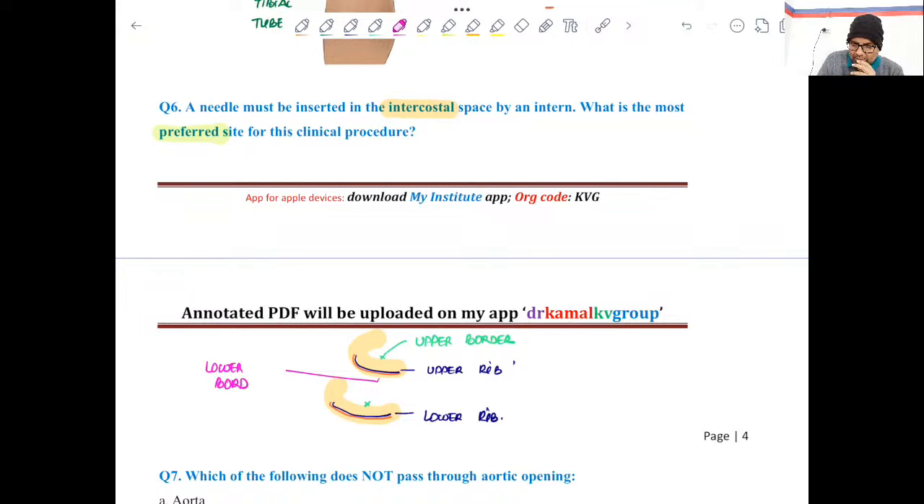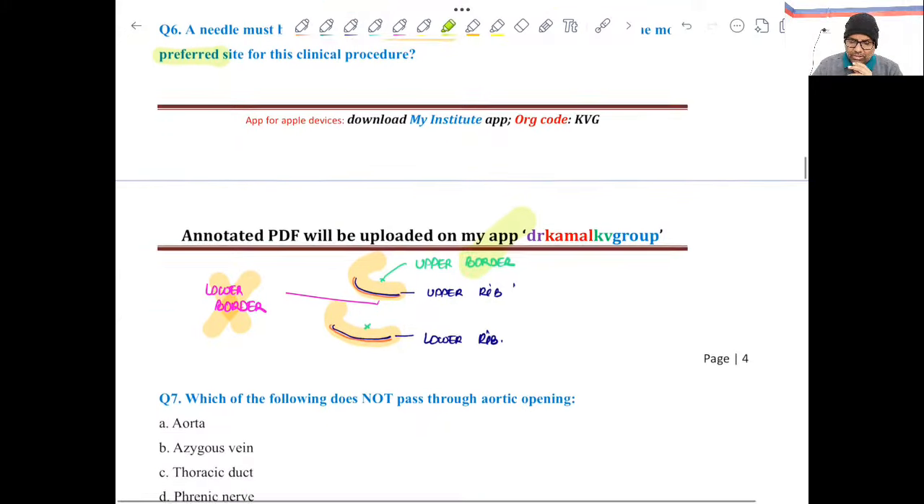So don't pass the needle along the lower border, otherwise you will injure the neurovascular bundle. Always choose the upper border, because that way you will not injure the neurovascular bundle, right?